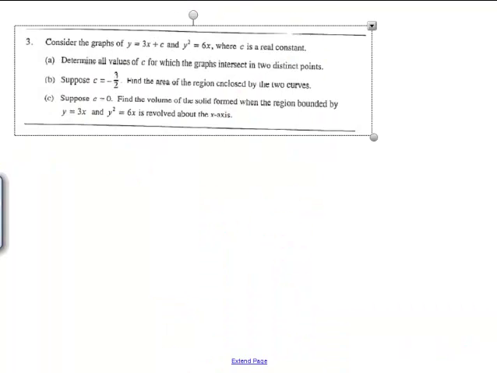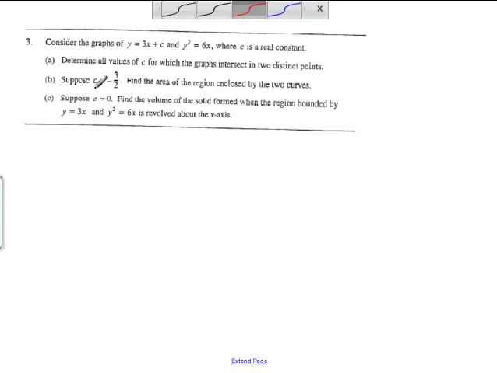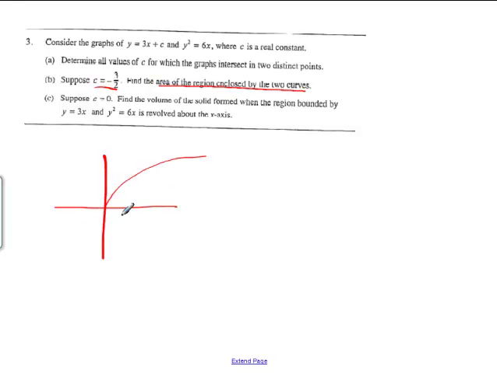In the next question, it says, let's suppose that c is -3/2. Find the area of the region enclosed by the two curves. So we've got this, and we've got this line here.